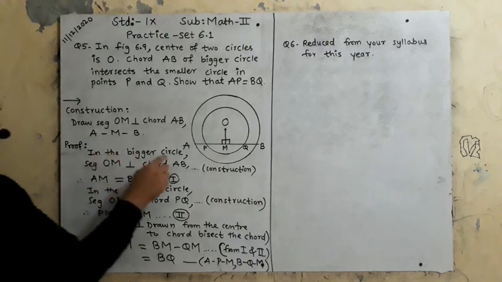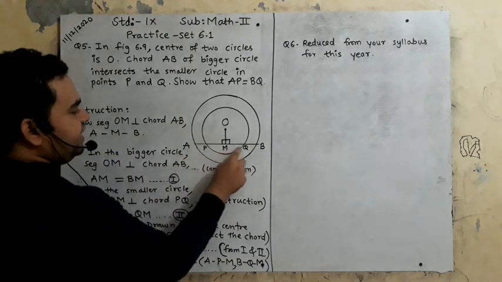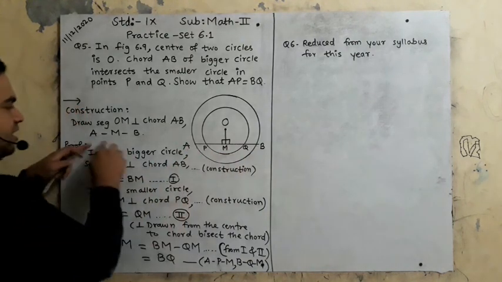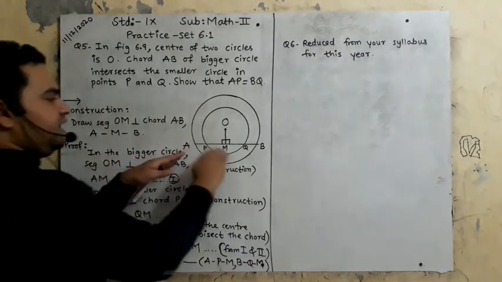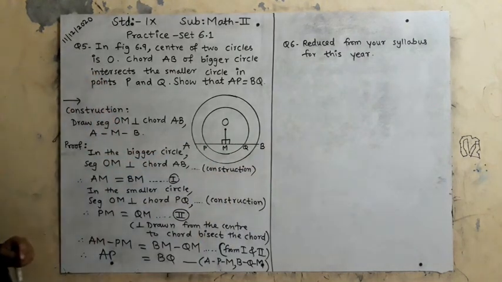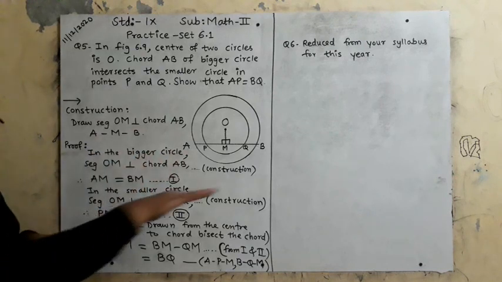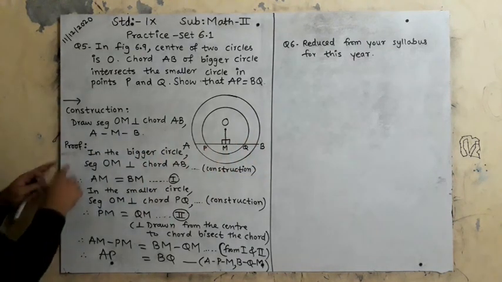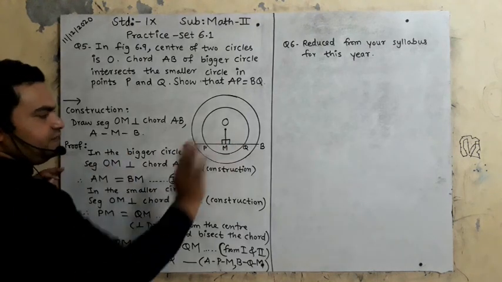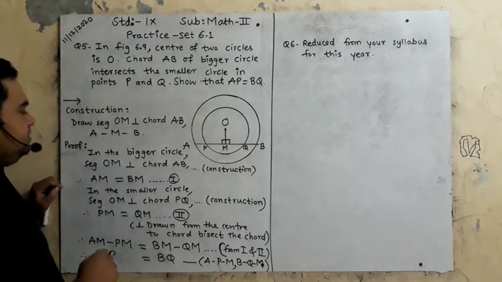Here can you see A, M, B? It means A, M, B are collinear points. A M B एक ही लाइन में है. Yes, they are collinear points. A, M, B are collinear points. So now we can do the addition and subtraction as needed.